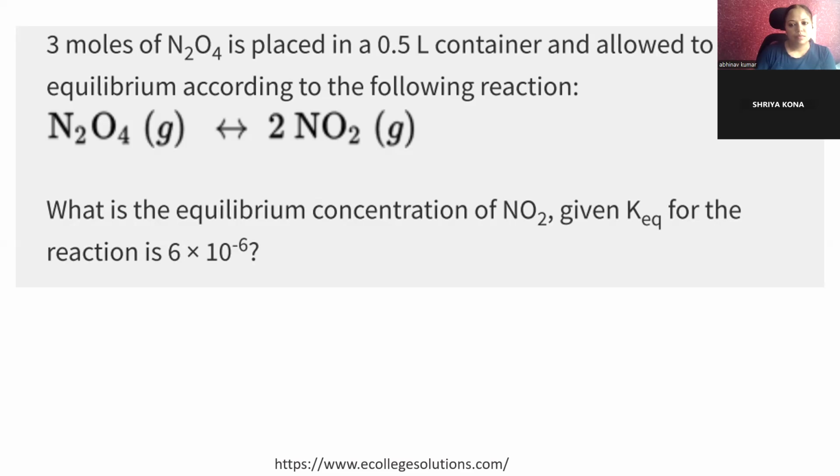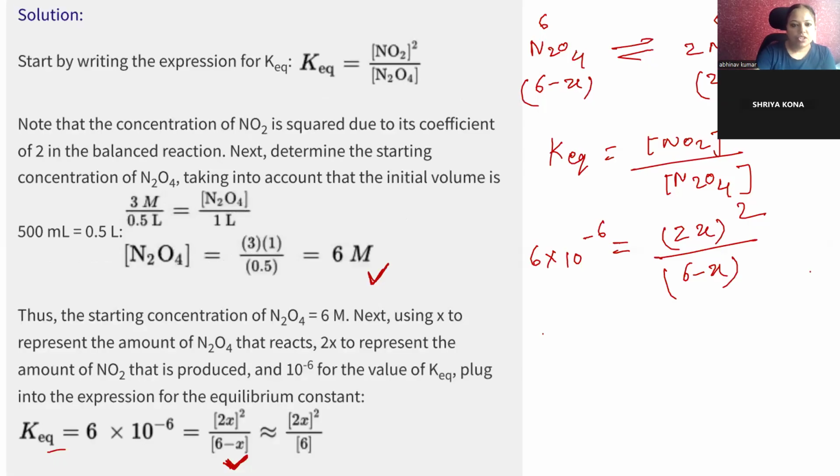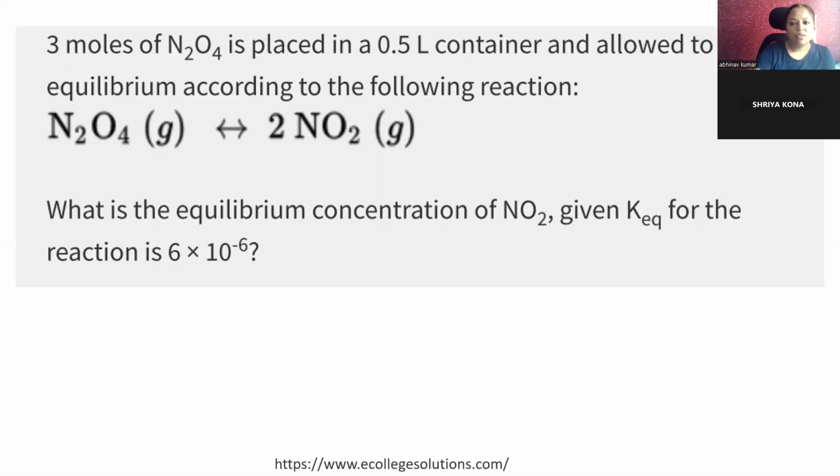Since the equilibrium constant is 10 to the negative 6, can we... Sorry, never mind. Is it 6? Is the equilibrium concentration of NO2 6? You got the answer? Yeah, I'm asking you. Okay, let me check. Wait, concentration of N2O4, let me think. Is it 6? Yes. Oh, hold on, hold on, hold on.